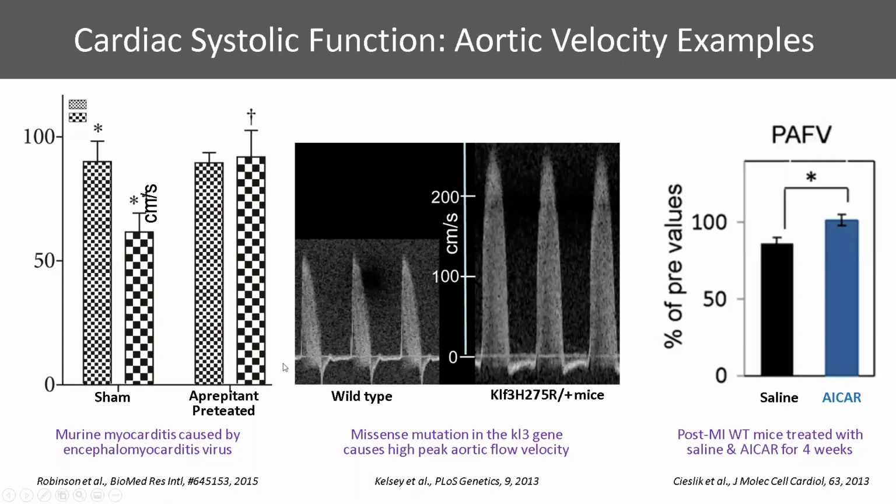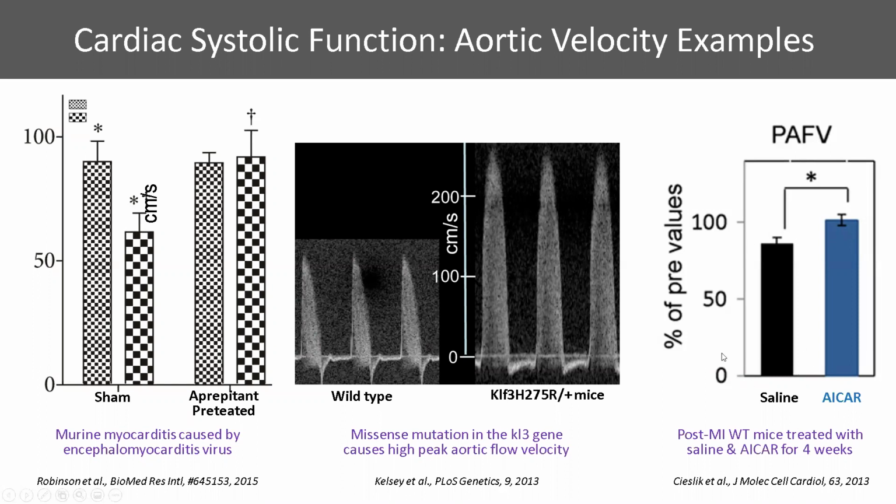Here is an example of using a missense mutation in the KL3 gene. This is known to cause very high peak aortic velocity. So this study was interesting in that they used this trait of high flow velocity to identify the mutants. The wild type have normal velocities, and these have almost twice that.